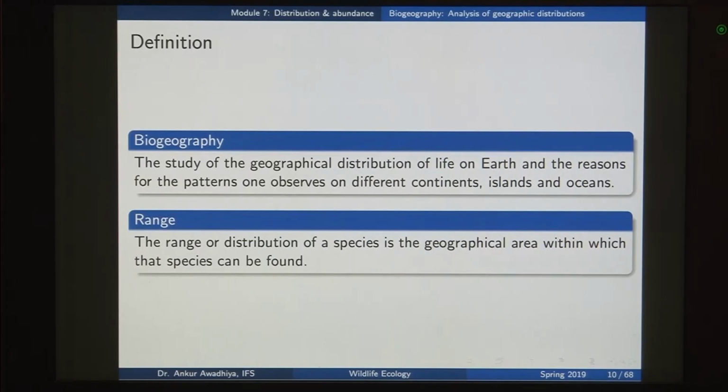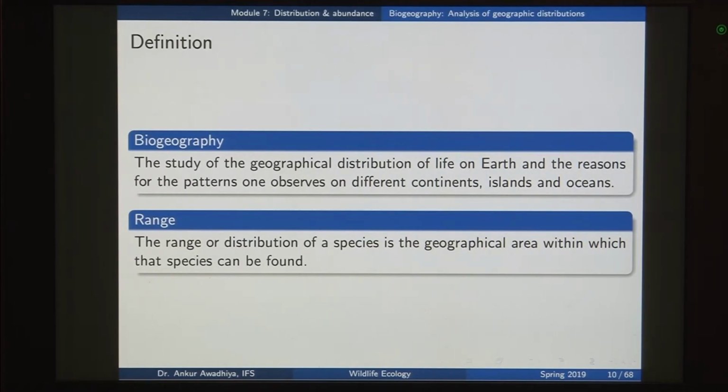Now, when we are asking which species is found in which area, the other scientific term that comes into picture is the range. The range is the distribution of the species. So, the range or distribution of a species is the geographical area within which that particular species can be found.